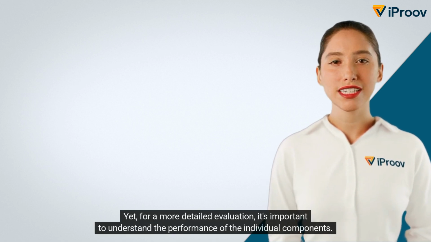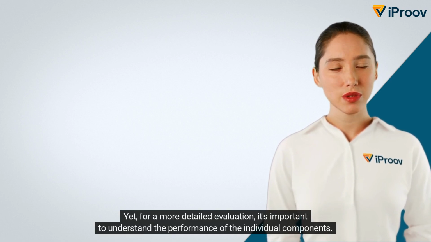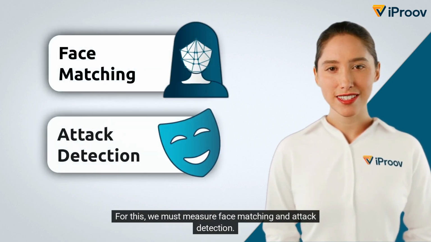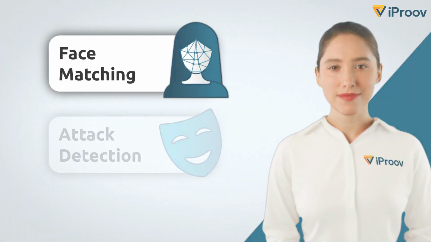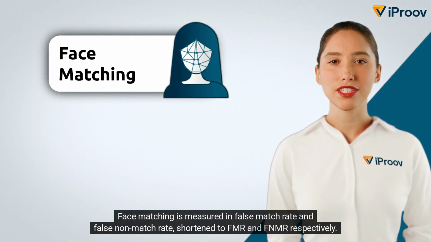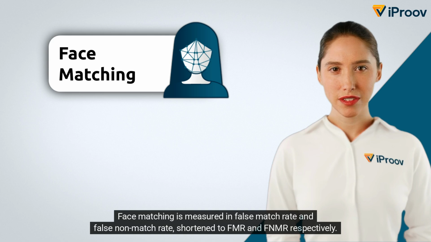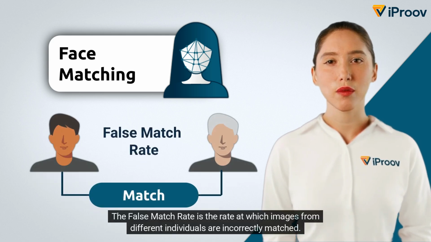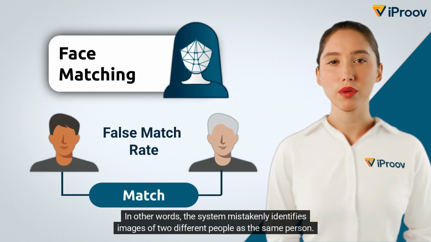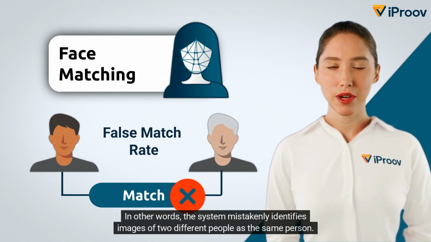Yet, for a more detailed evaluation, it's important to understand the performance of the individual components. For this, we must measure face matching and attack detection. Face matching is measured in false match rate and false non-match rate, shortened to FMR and FNMR respectively. The false match rate is the rate at which images from different individuals are incorrectly matched. In other words, the system mistakenly identifies images of two different people as the same person.